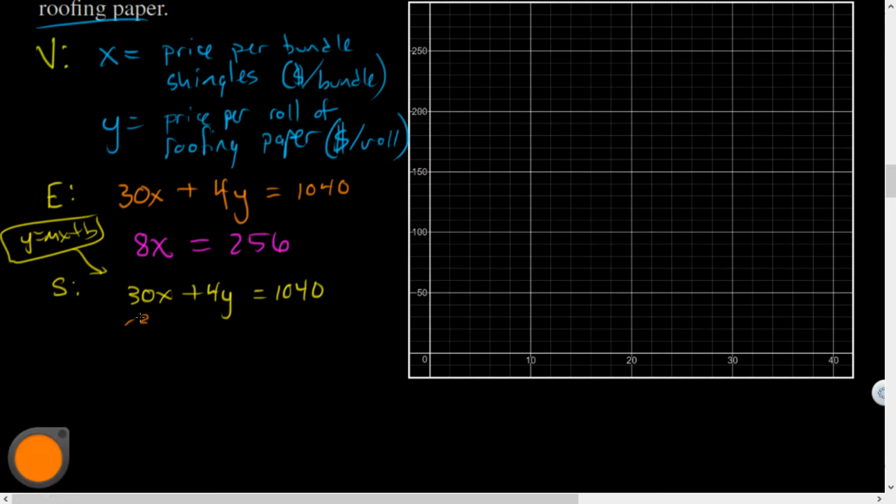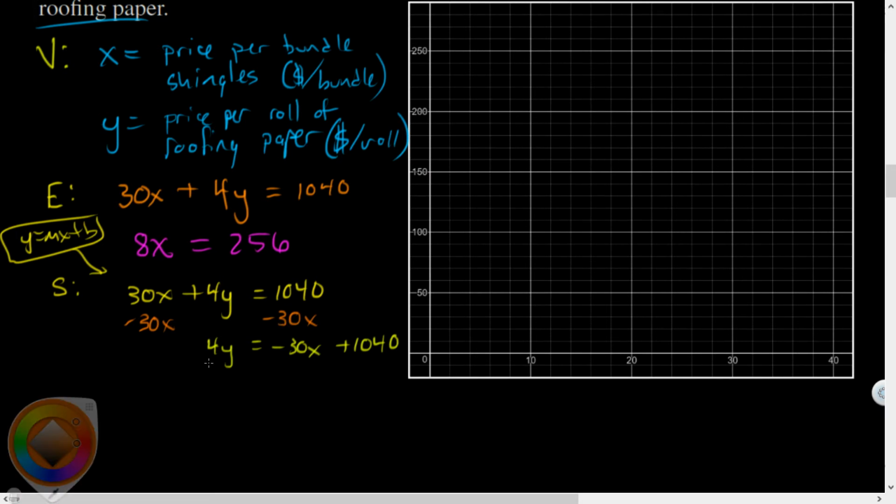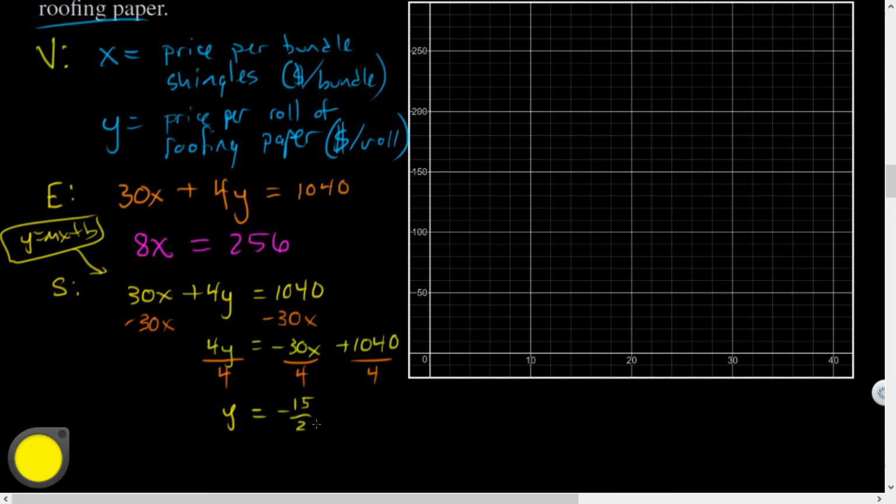I'm working on it. I'm showing my steps. So I'd subtract 30x from both sides, as long as you rearrange it correctly. Divide both sides by 4, everybody by 4. And let's see, so I'm going to get y equals, oh man, 2 goes into both of those. That's the same as negative 15 halves x plus 1040, that's 250 plus 10, 260.